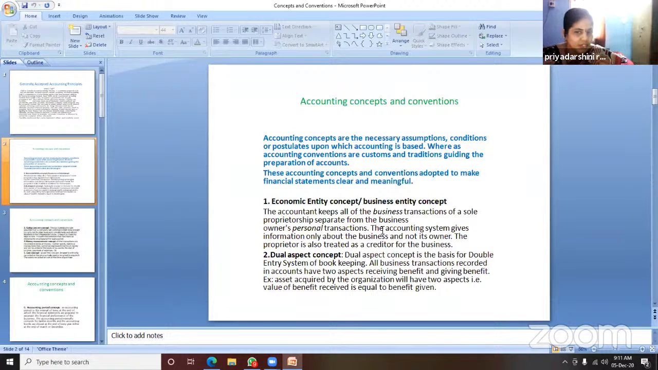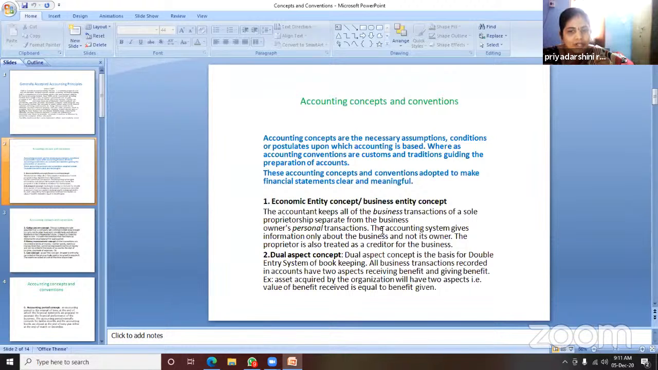The next is dual aspect concept. Dual aspect concept is the basis for the double entry system of bookkeeping. Dual means two here. Two aspects must be considered while recording the transactions. All business transactions recorded in accounts have two aspects, that is receiving benefit and giving benefit. So it is according to the double entry system of accounting.